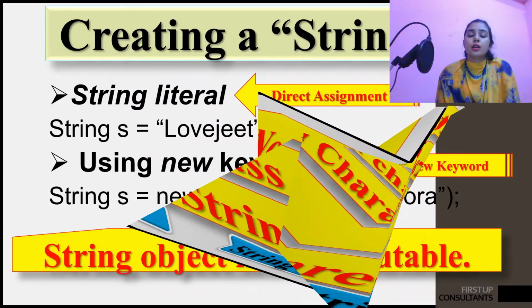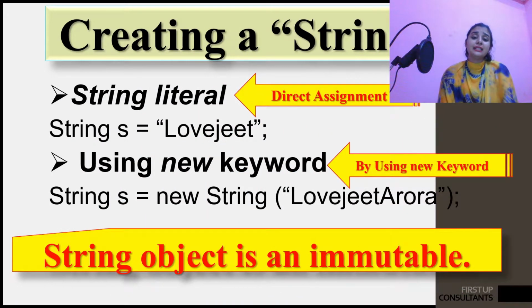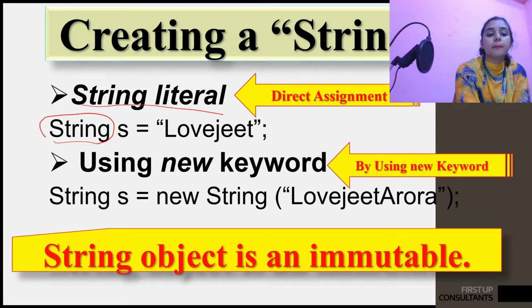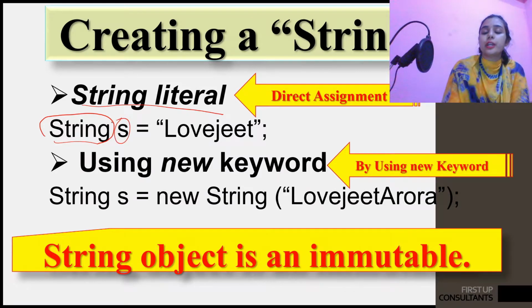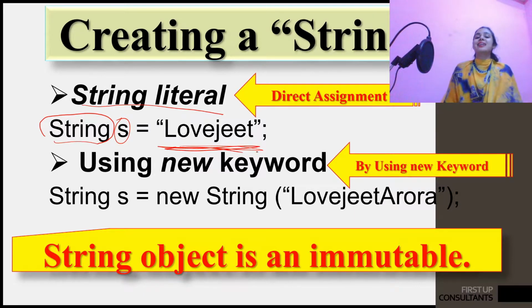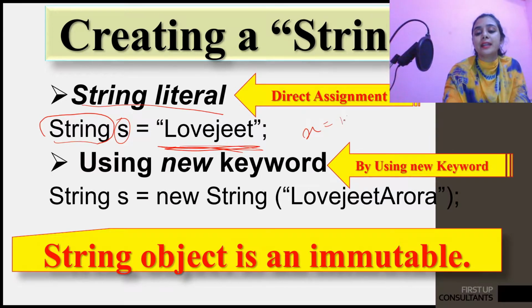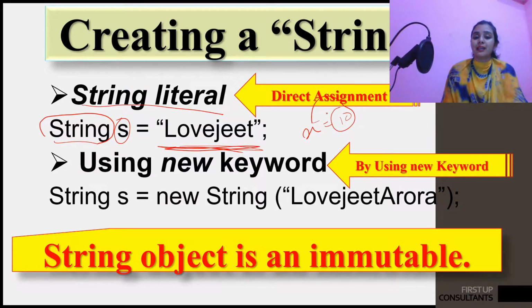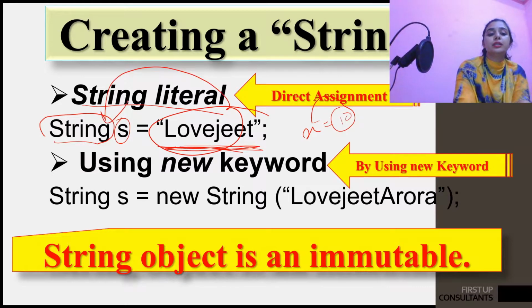So guys, how to create a string? There are 2 methods. One is direct assignment, and the second is using the new keyword. Here String is my class, this is the object of my class, and I'm just assigning this string to this s. For example, if I write x = 10, what we are doing is assigning 10 to x. In the same way, I'm assigning this to this object.